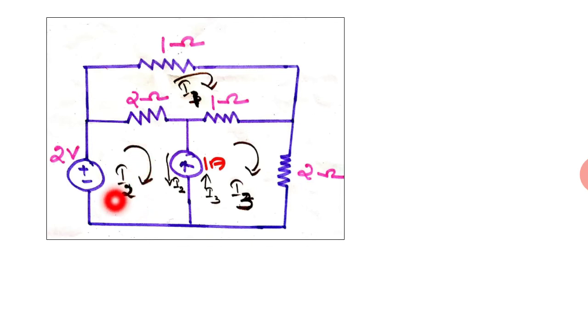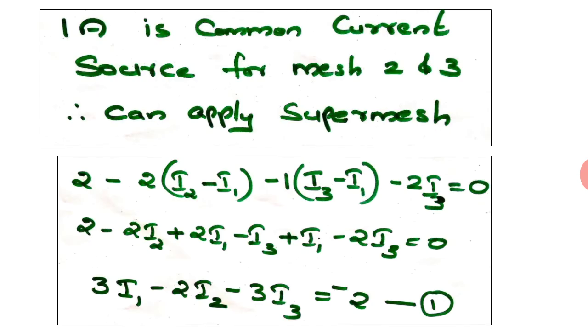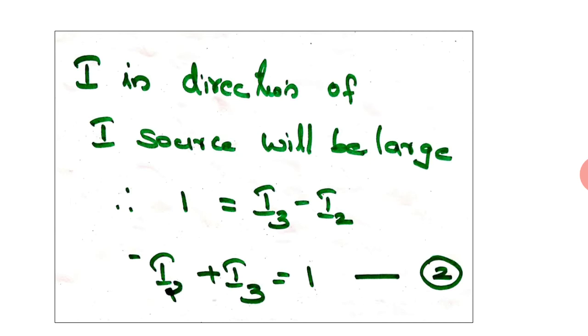Then we will write here plus 2 minus 2 into I2 minus I1 minus 1 into I3 minus I1 minus 2 into I3 equal to 0. That is written here as the equation for supermesh. Then we will simplify it and we will obtain 3I1 minus 2I2 minus 3I3 equal to minus 2.